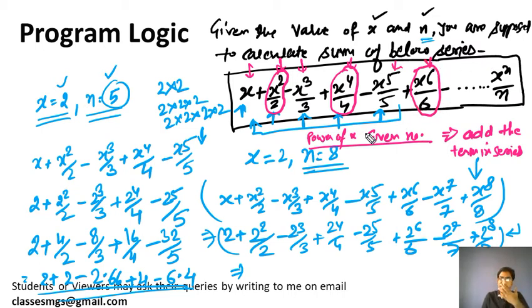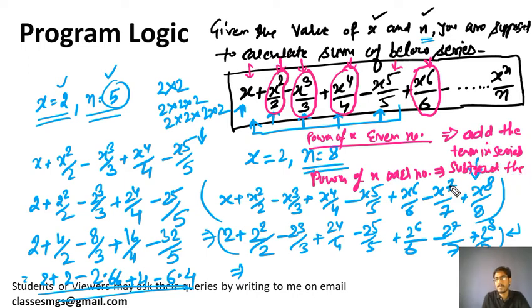If you are not getting these ideas, please go and watch practical number 5, 6, where I have explained in great detail. You can get the idea from there. Now, if the power of x is an odd number, let's suppose this is the odd number, in that case, what is happening? We are subtracting the term in the series.